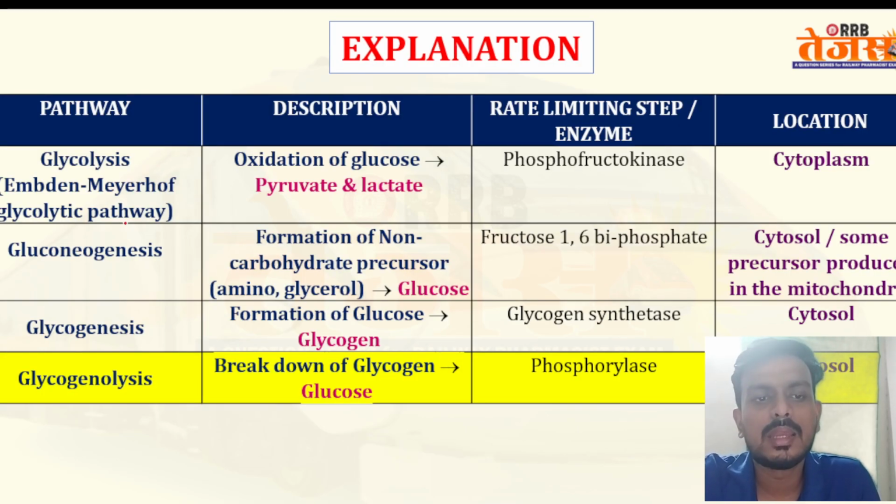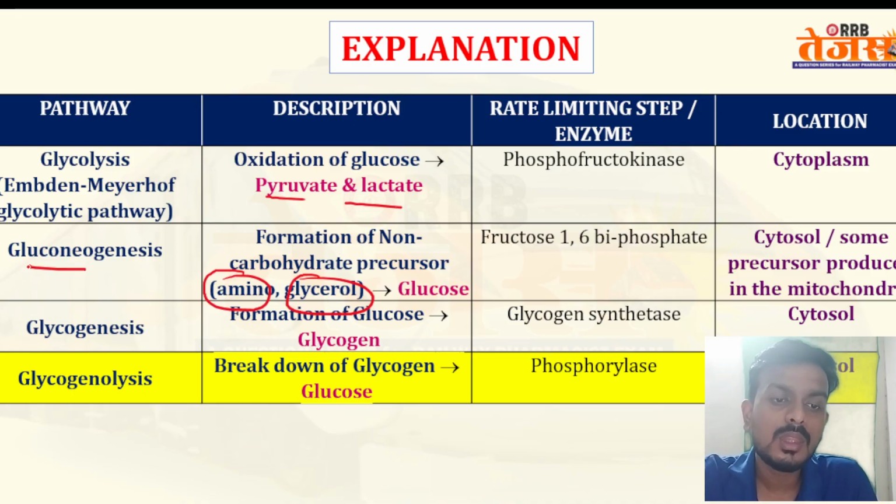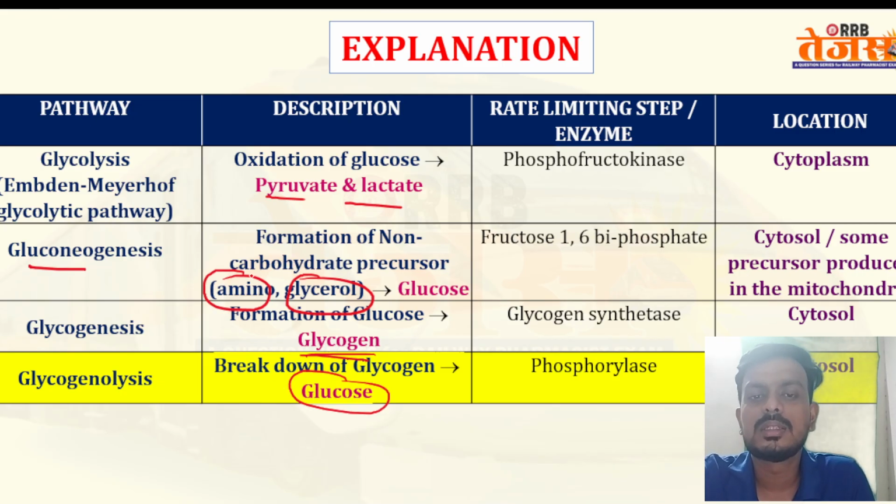If I just summarize, glycolysis is the oxidation of glucose to pyruvate and lactate. Gluconeogenesis is synthesis of glucose from non-carbohydrate sources such as amino acids and glycerol. Glycogenesis means synthesis of glycogen, and glycogenolysis means breakdown of glycogen. The rate limiting enzymes are phosphofructokinase in glycolysis and fructose 1,6 bisphosphatase in gluconeogenesis. In glycogenesis, the rate limiting enzyme is glycogen synthetase, and in glycogenolysis, the rate limiting enzyme is phosphorylase. Okay, moving to the next question.